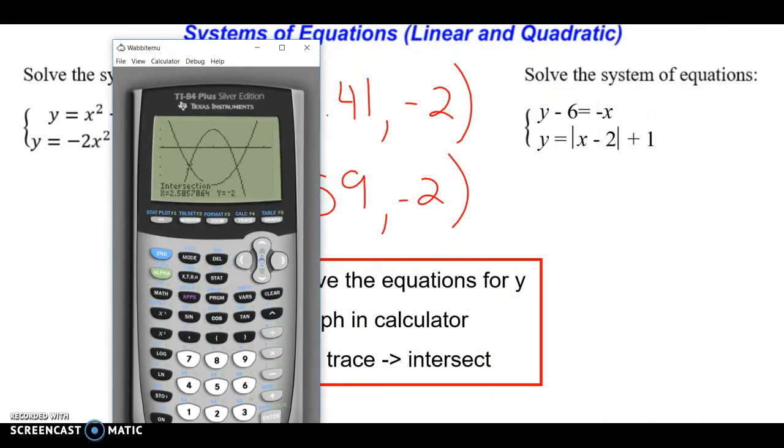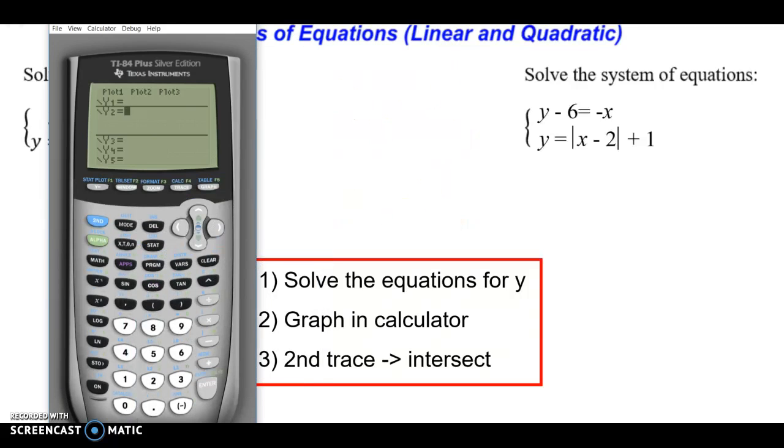You should be able to do the second one on your own. Find all solutions to that system. So we would add 6 over, so this is actually y equals negative x plus 6. This is already ready to go. So math right gives us absolute value, x minus 2, and then arrow out to the outside plus 1. And then I'm going to go ahead and hit zoom. 6 takes me back to the standard 10 by 10. Just really quick.